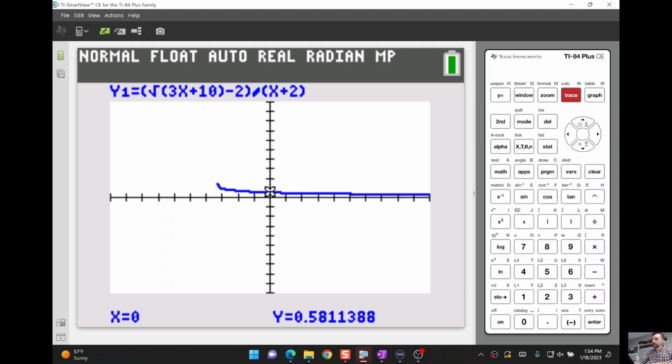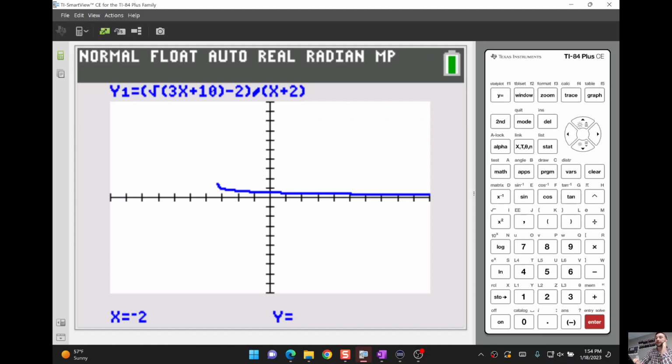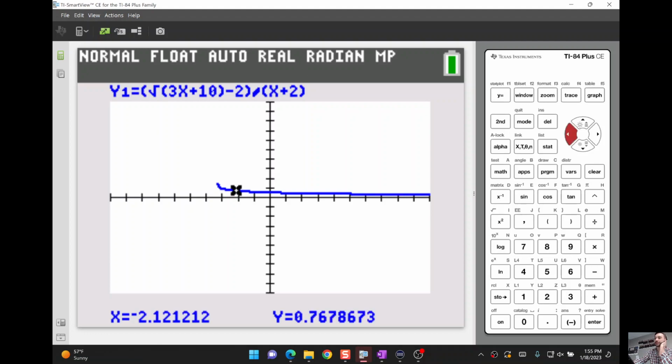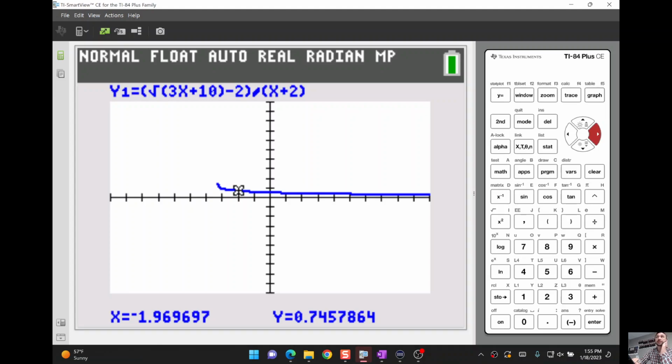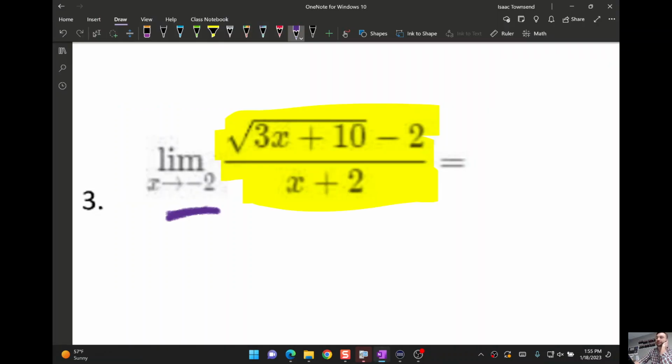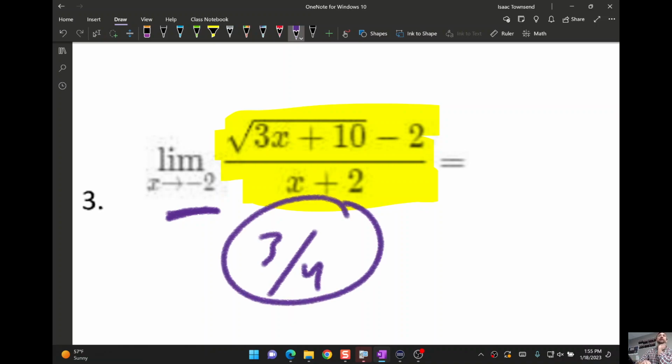So if you do trace negative 2 enter, it will jump to that spot on the graph. I don't really care what's happening at negative 2, so I don't care about this value yet. But if I move the cursor to the left a little bit, this would be as x approaches negative 2 from the left. It looks like y is getting closer to about 0.75 maybe. And then move the cursor to the right of negative 2 just a little bit, the best that you can. And it looks like y is also approaching about 0.75. And since it's approaching 0.75 from the left and the right, it sounds like you guys are right and I was wrong.